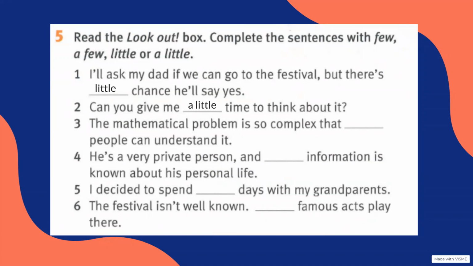Number 3 is the mathematical problem is so complex that few people can understand it. Because it is so complex, the emphasis is on how little the group of people is that can understand it. And this is why we use few. Number 4 says, he's a very private person and little information is known about his personal life. Again, the emphasis is on the shortage of information, on how much information is hidden from us about this person. And this is why we will use little.